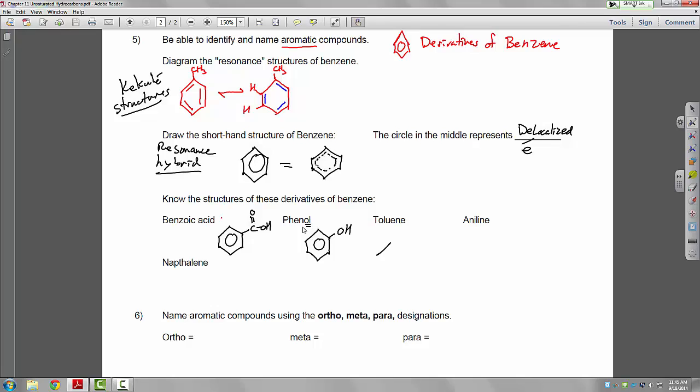Toluene, that was that compound up above that I drew in red, has a methyl group attached. Aniline, this is pronounced aniline, not anileen. I know there's an E on the end, but nevertheless people pronounce it aniline. It has an amino group attached to the ring. And lastly here, naphthalene. Naphthalene is one of these polycyclic aromatics. We have two of these rings bonded together. They're fused together. That's naphthalene.